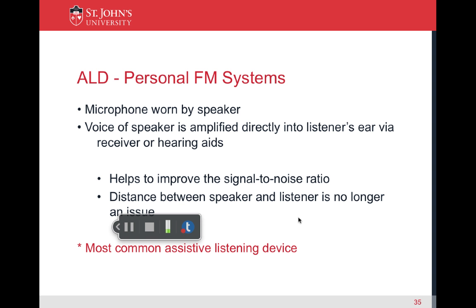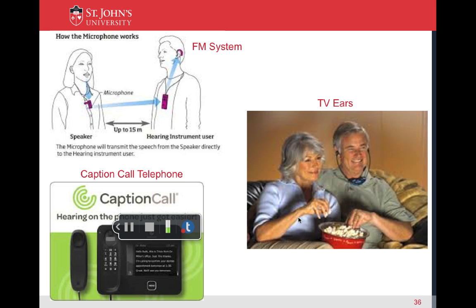For example, a teacher will wear her FM system, and the child with hearing loss can sit in the back of the room, and no matter where the child is in the classroom, he or she will always be hearing the teacher's voice. So this is a very common type of assisted listening device. It improves the signal-to-noise ratio, makes the person's voice louder than the noise, and helps improve understanding.